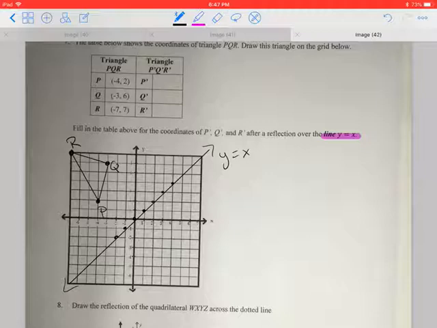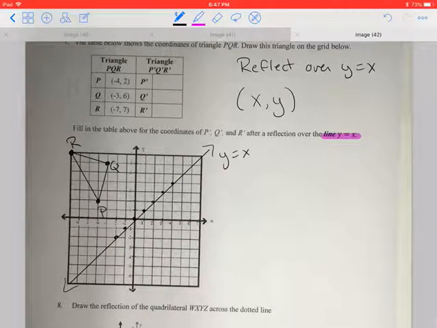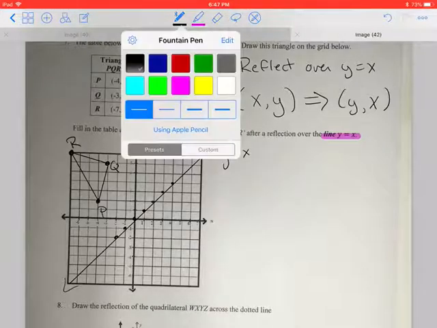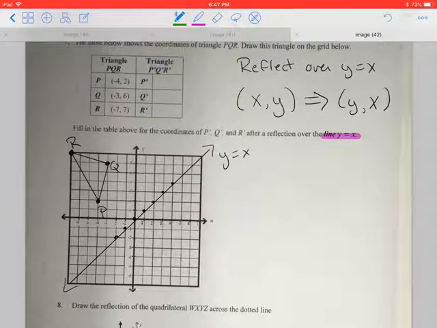Now we haven't done one that's not vertical or horizontal. So we're going to do a little bit of a cheat on this. If you reflect over y equals x, what happens is every ordered pair, which is an x and then a y, is going to get flipped. So it's going to be a y and then an x. So if we want to go ahead and make that new triangle, it's easier to fill this out first.